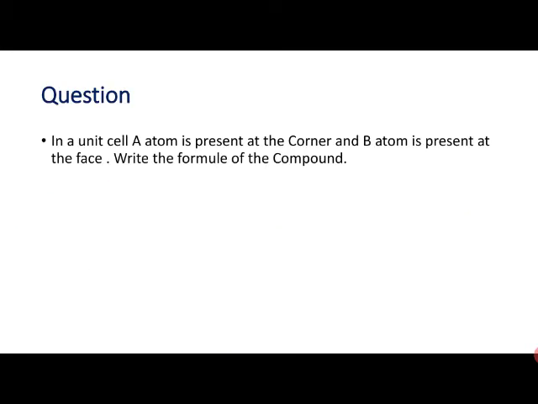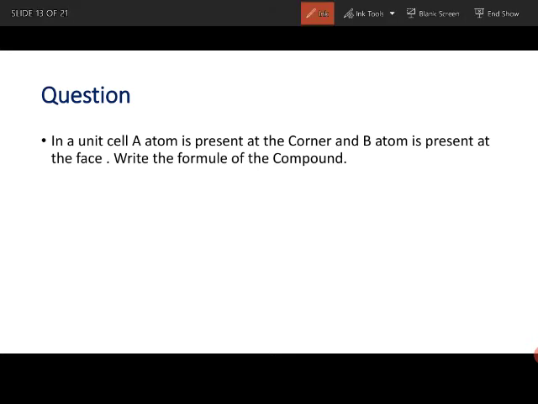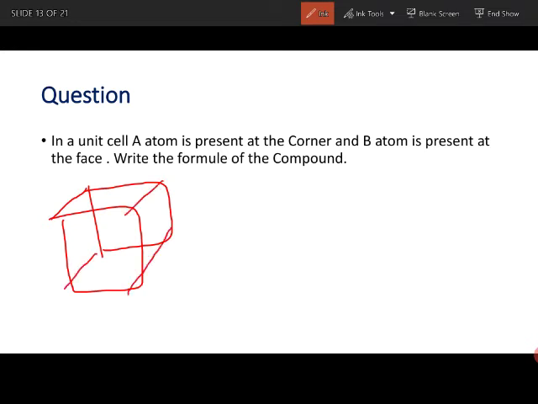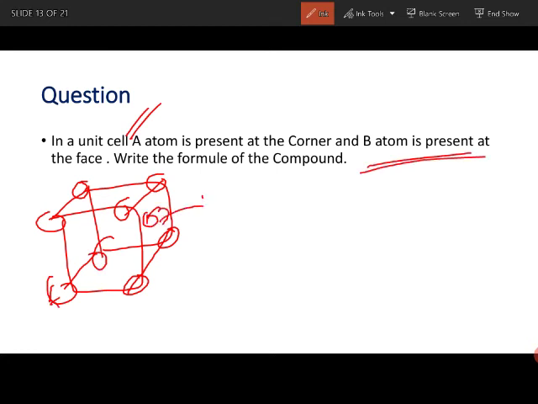Clear? Now here comes one question for you. See, you have to imagine a unit cell. Okay, you have to imagine a unit cell. Let me take this unit cell. Now in this unit cell, see, A atoms are present at the corner. So that means all corners you are having A atoms. Okay, so I'll write here A, and B atoms are present at the face. So in the 6 faces you will have B atoms. Okay. Now there are 6. What is the formula of the compound?